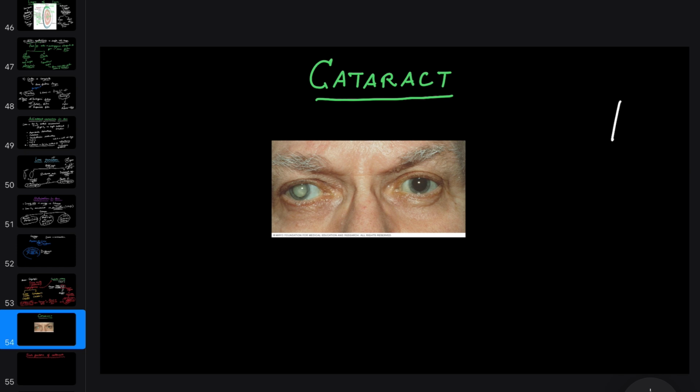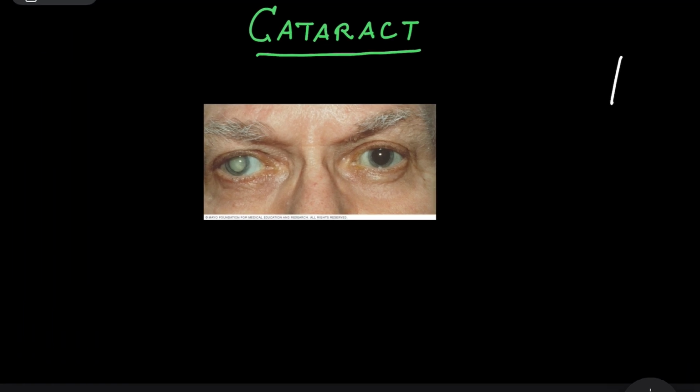Now, I think no matter which country you are from, no matter which region you are from, if you have met an old person, if you have a somewhat elderly person in your family, then you must know what cataract is, because I think everybody in their lifetime develops cataract in their eyes after a certain age. Okay, so what exactly is cataract?